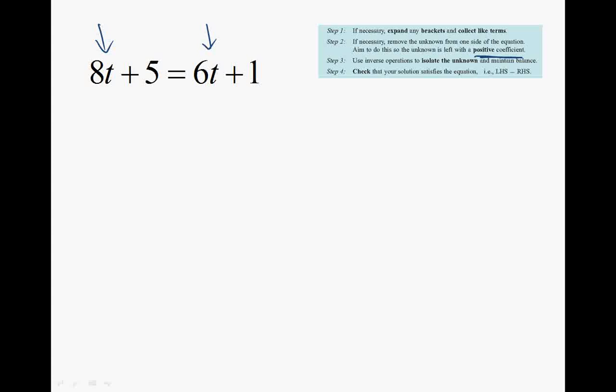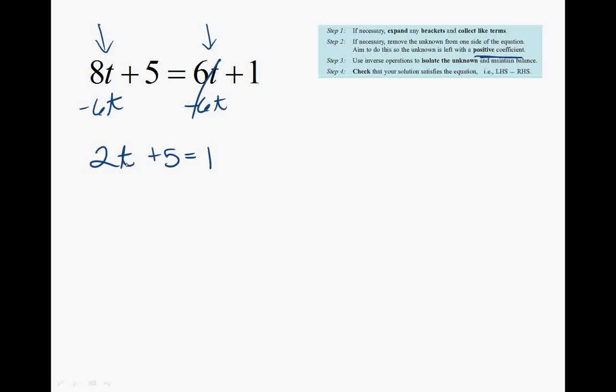So if I move the 6t over to the left-hand side, that would give me a positive 2t, versus if I moved the 8t over to the right-hand side, that would give me a negative 2t. So it might be a good strategy to move the 6t over. That way you're left with a positive coefficient, positive 2 times t. If you move the 8t over and you get a negative 2t, you'll get the same answer. So just a suggestion, not a rule.